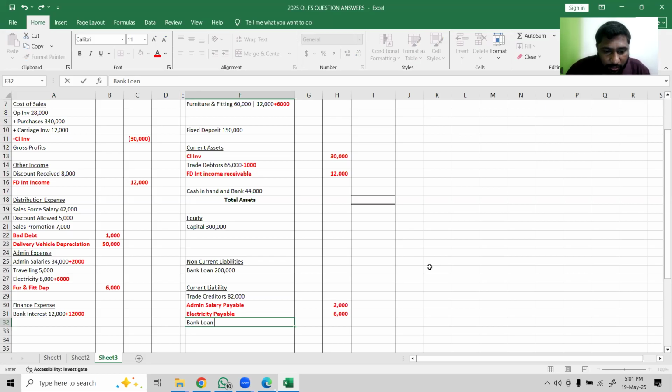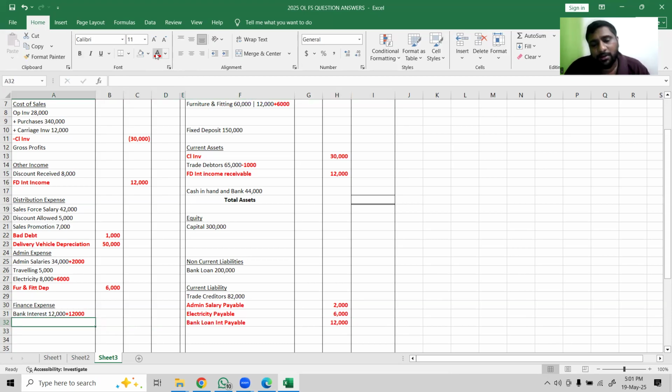Bank loan interest payable, 12,000. Interest 24,000, from that 12,000 not yet paid. 12,000 is what has been paid. That's why we have already recorded 12,000. Done. We are done with the hidden adjustments also.